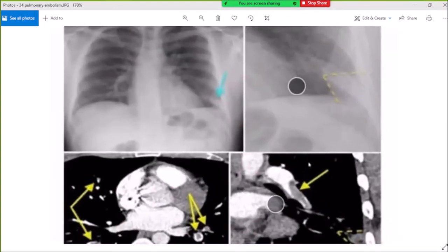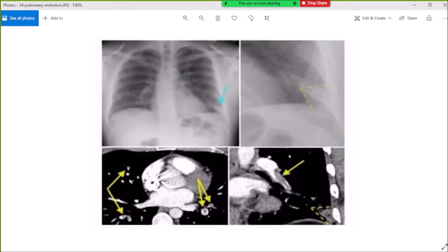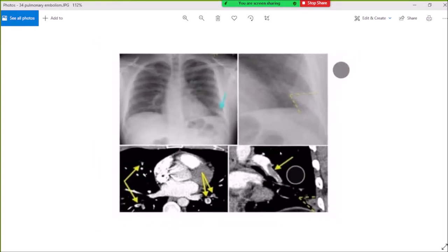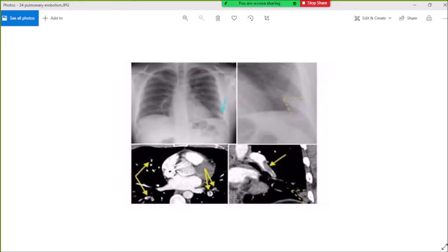This is pulmonary embolism. It has signs, so just remember that it has the Westermark sign of pulmonary embolism, and a wedge-shaped defect.